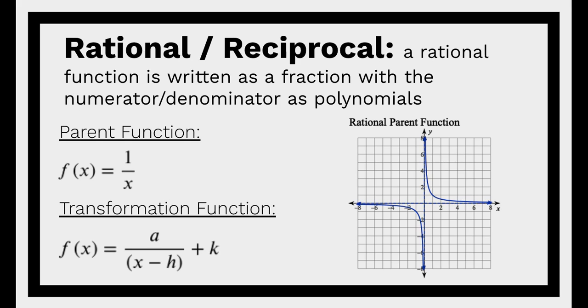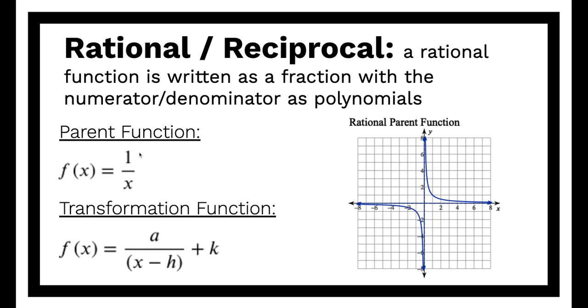So normally a rational function is written as a fraction with numerator and denominator as polynomials. When we get into more rational functions next week, we will talk about those polynomials more. But for the most part, for a parent function, it doesn't have polynomials. This is actually called the reciprocal function. And so that's just how it's relating that y and the x value.